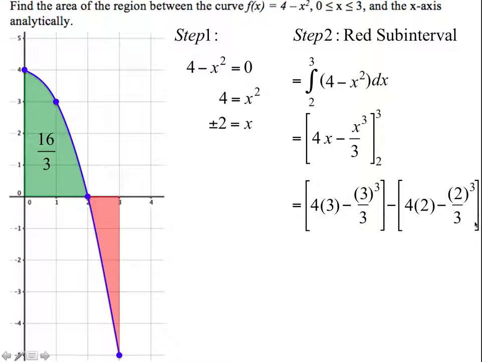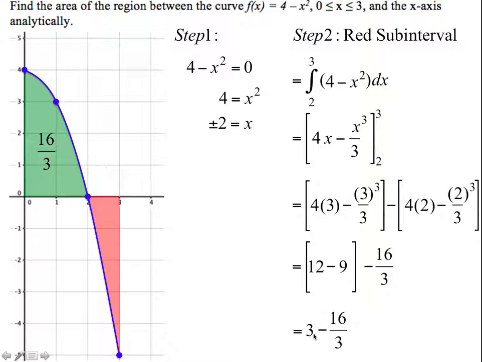We can go back to the previous screen and find this value because the value at 2 was the value of this region here. So that's actually 16/3. So let's go ahead and evaluate this. This gives us 12 minus 27 over 3, which is 9. So no fractions there. Minus 16/3. We know this value ends up being 16/3. So we end up with 3 minus 16/3.